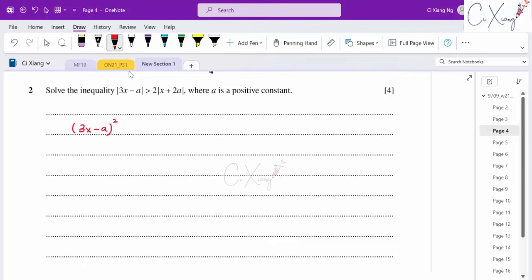So you become 3x minus a, with the square, greater than the number 2. Okay, so number 2 you have to square also. So I have 2 power 2 and then the modulus function disappears, x plus 2a then square. Alright, so once I square both sides, I need to expand the equation both sides. By right, you should have something like this. I have 4 on this part, and then x squared plus 4ax plus 4a squared. Okay, then further simplify them and group them together at one side.